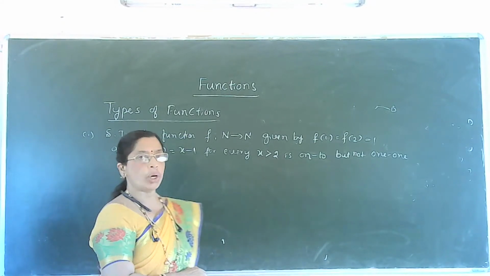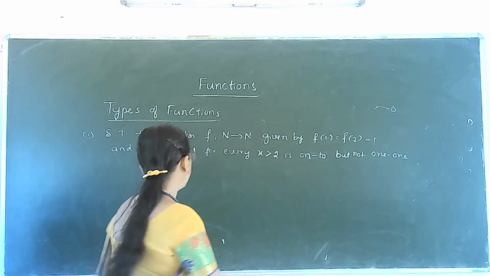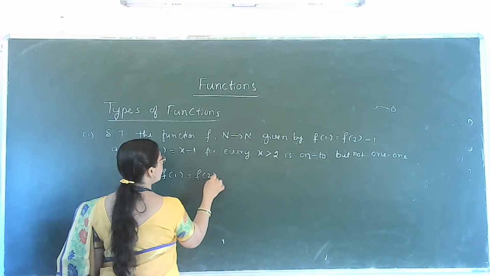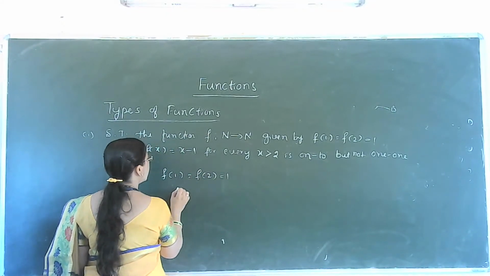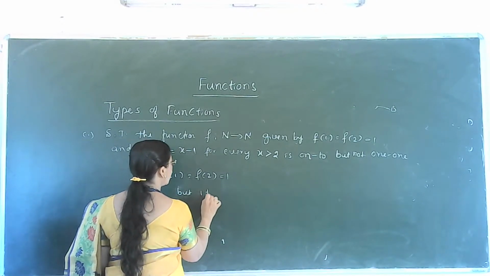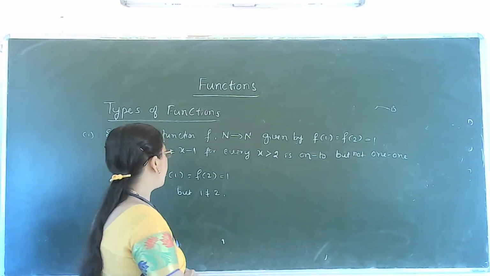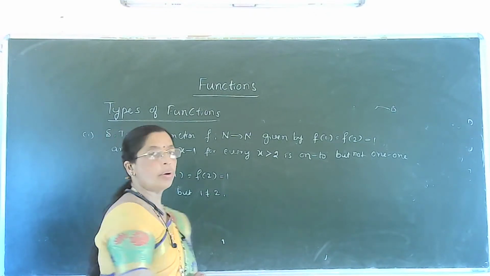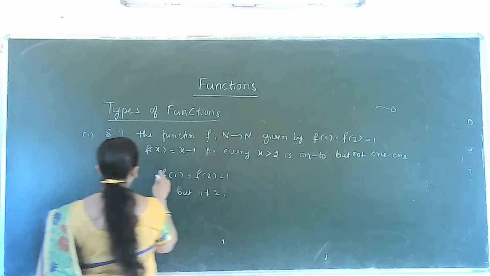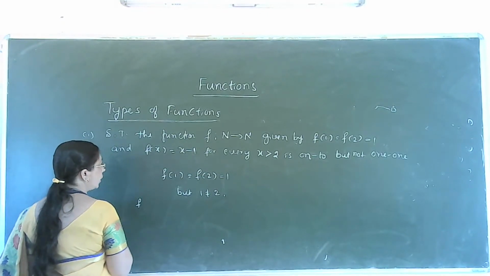Here f(1) = f(2) = 1, but 1 is not equal to 2. Therefore, the function is not a one-one function. Then for the onto function, f(x) = x minus 1.